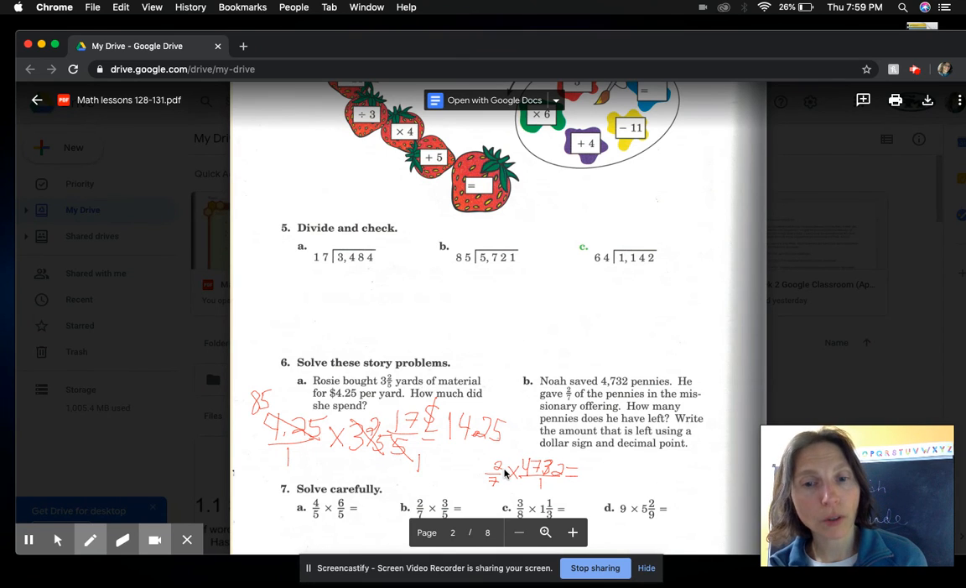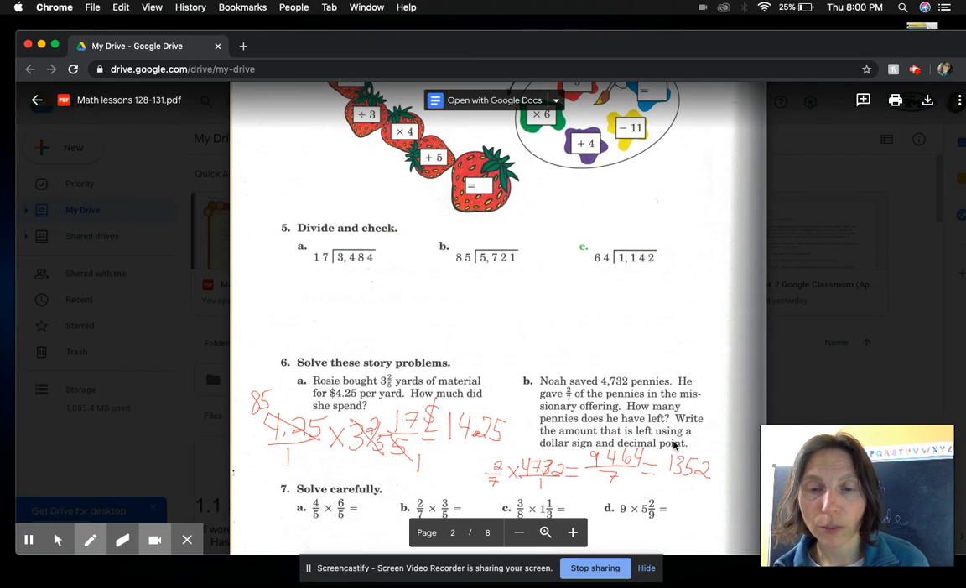So basically you need to multiply 2 times 4,732, and then you need to divide that number by 7. So when I did that, 4,732 times 2 was 9,464, but now I needed to divide that by 7, and that gave me 1,352 pennies. But what they want to know is, how many pennies does he have left?